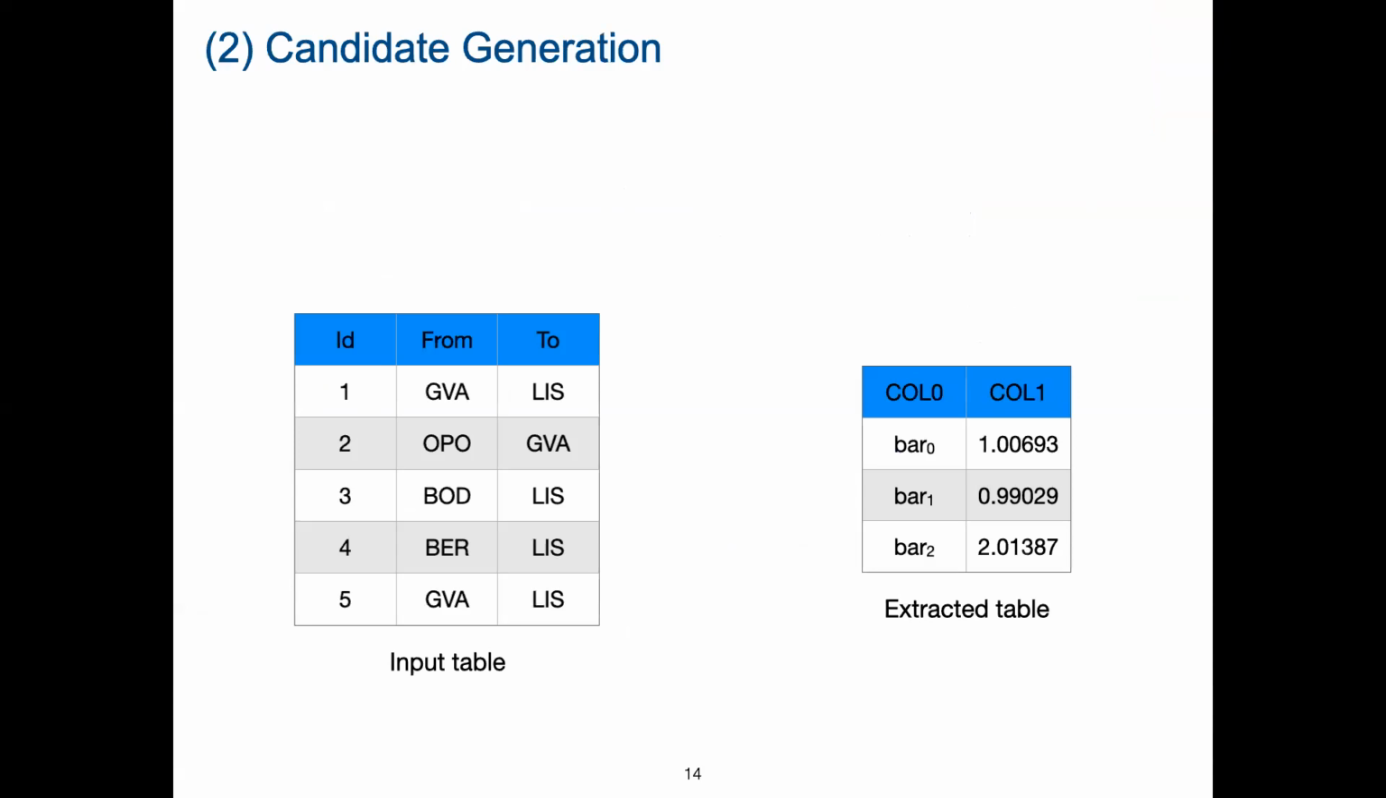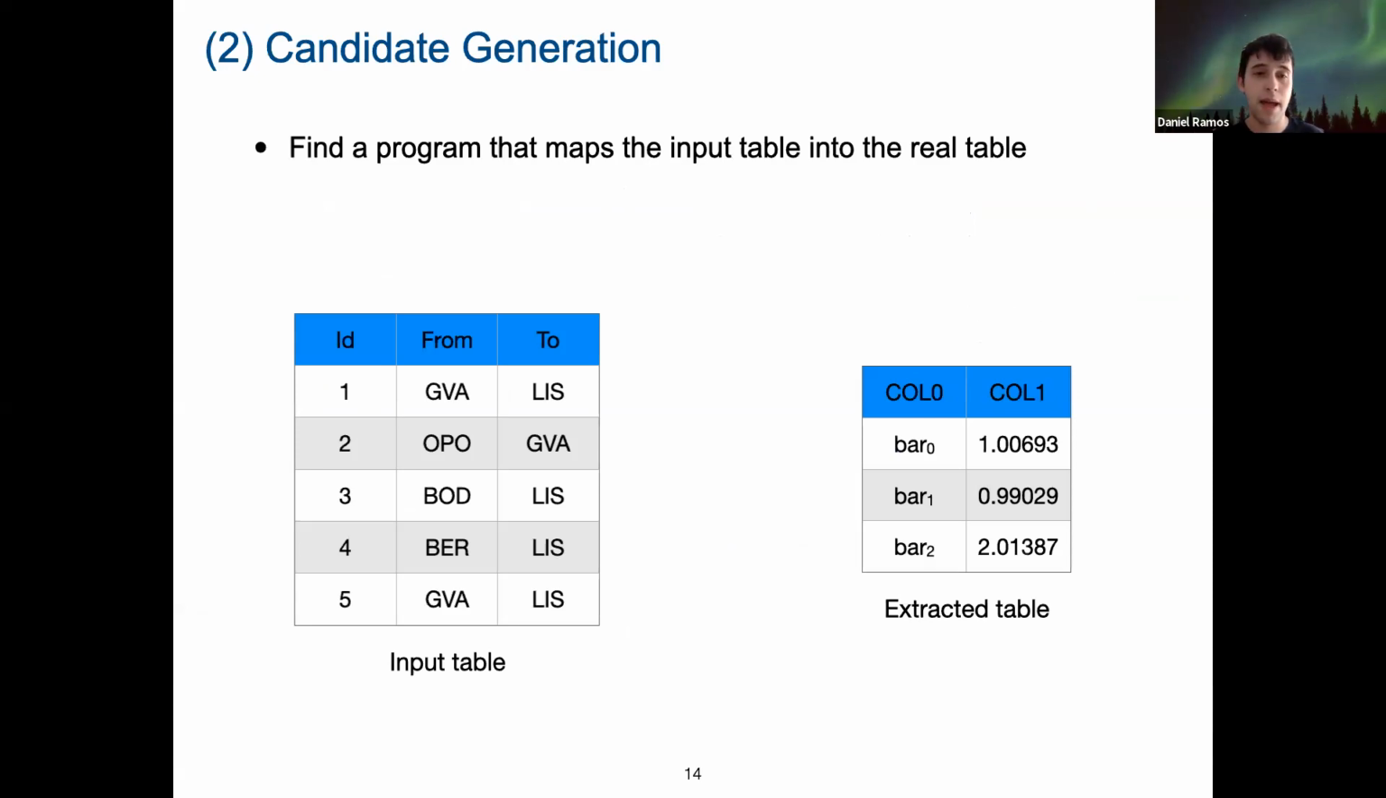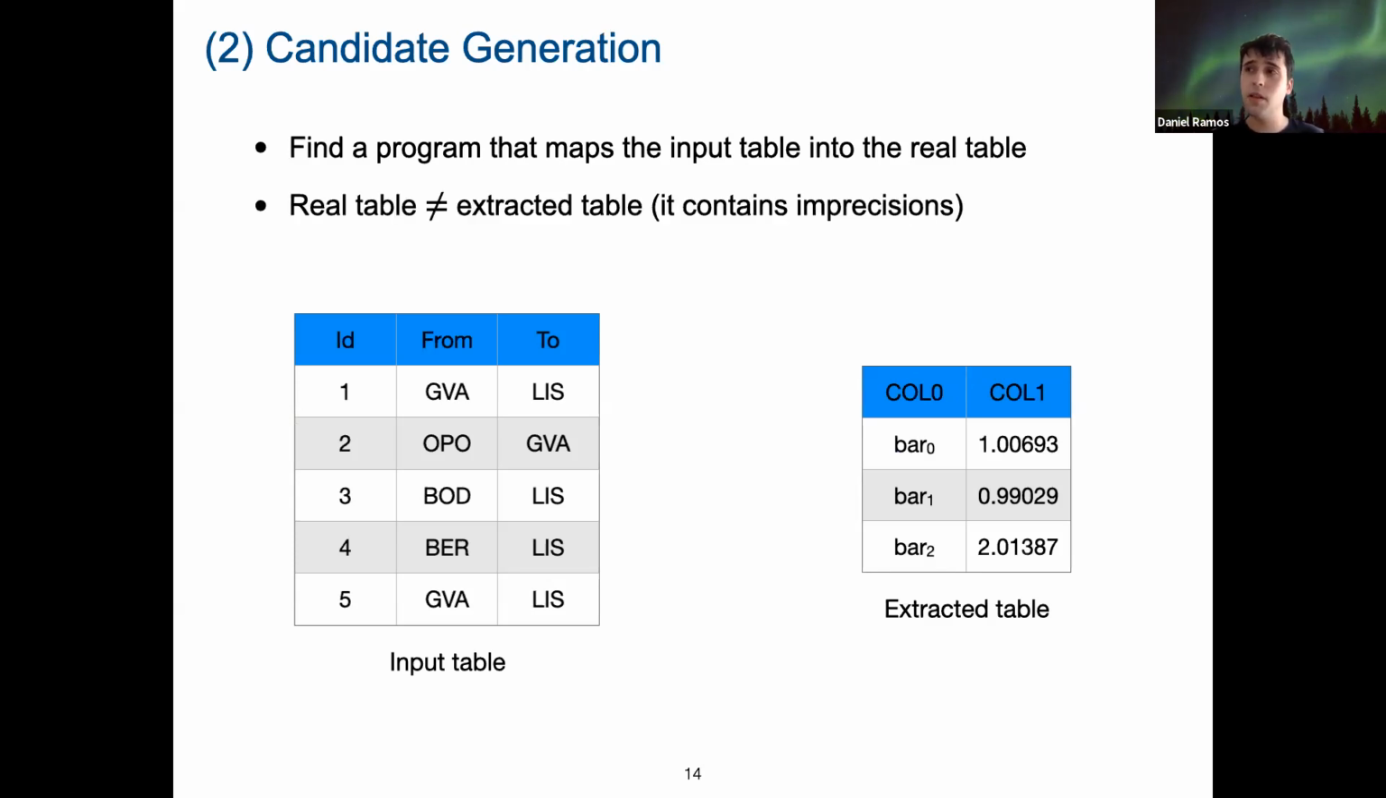So here's one example of such input. And here what we want to do is to find a program that maps the input table into the real table that's underlying the chart. But note that the real table and the extracted table are not the same thing. As we have seen earlier, the extracted table is only an approximation of the real table underlying the chart.